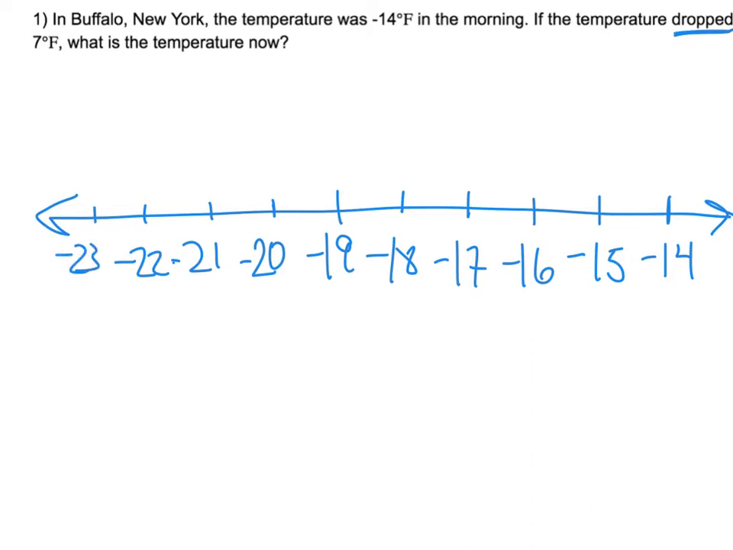So let's start at our starting point in the problem. It says the temperature is negative 14. So we'll start right here. And then we know that the temperature is dropping 7 degrees. So starting from our negative 14, we're going to go 1, 2, 3, 4, 5, 6, and 7. So we're going to end up at negative 21 degrees Fahrenheit.